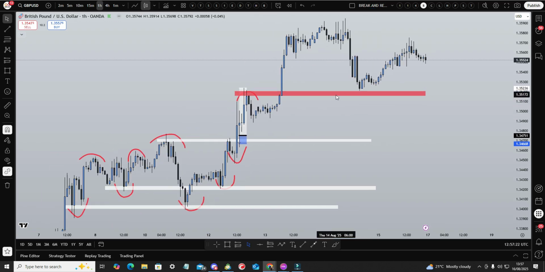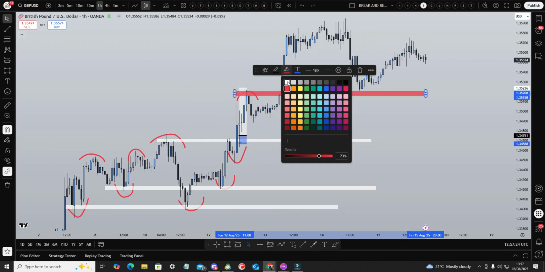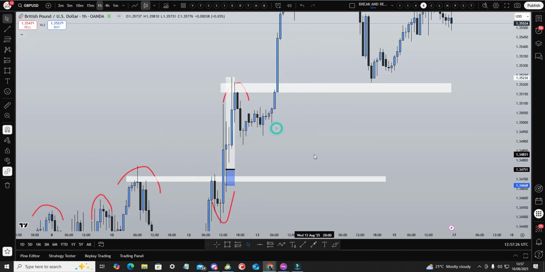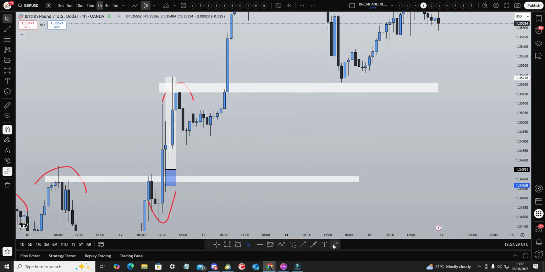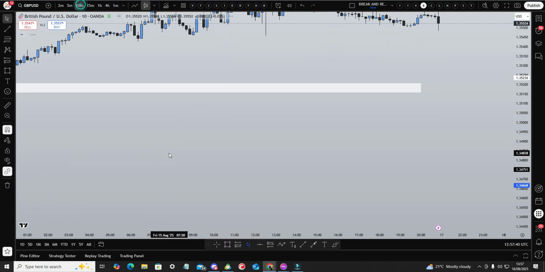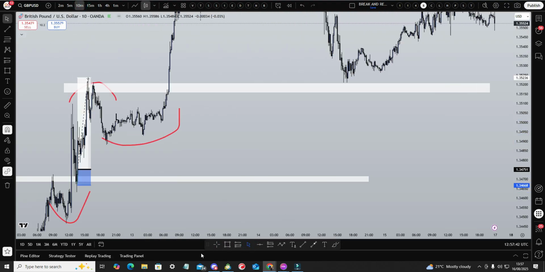Mark out. Oh, let's change the color of this. It's better. Look at this, and then you've got this one over here. Pretty much, to be honest, this one, it's like this whole area. But let's go on a small time frame.